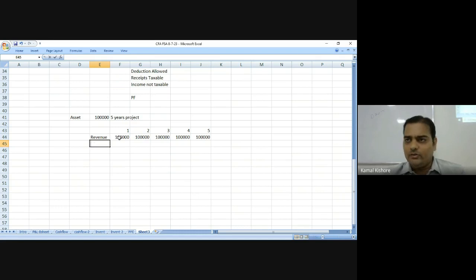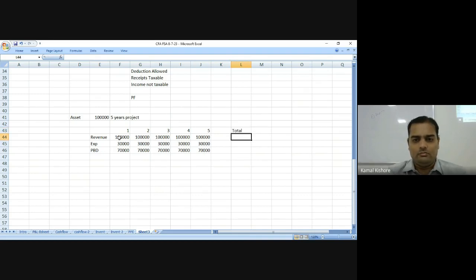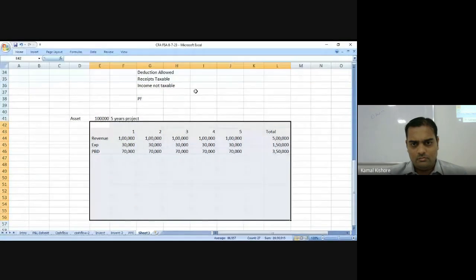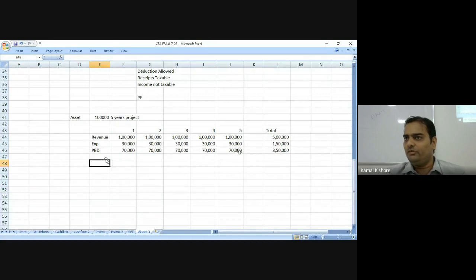After allowing all other expenses except depreciation, let's say my expenses are apart from depreciation, or I'll say, profit before depreciation. What is that? Profit before depreciation is this. For the sake of analysis, I am doing this format. Total. Profit before depreciation is how much? 70,000, 70,000.